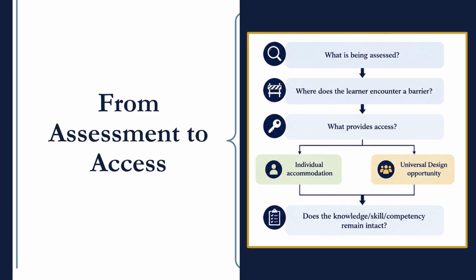The DRP can then consider how the student's functional limitations interact with each component of the assessment and determine what accommodations may provide equitable access without altering what the assessment is intended to measure. These conversations can also identify opportunities for universal design. In some cases, changes to the way an OSCE is designed or administered can reduce unnecessary barriers for all students while preserving the knowledge and skills the assessment is intended to evaluate.